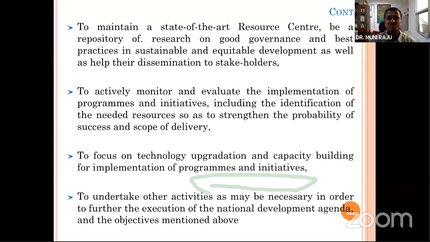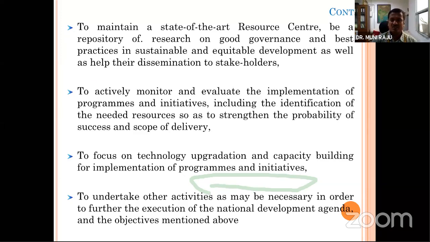Not only India, but also other countries' plans, programs, and policies are there in our resource center, what we call the Niti Resource Center. And we have our Niti Aayog portal, which has huge resources. If anyone wants to see those documents, you can see them on our Niti Aayog portal.